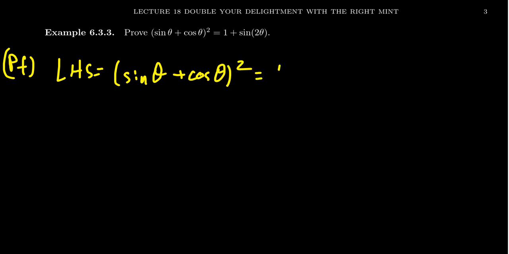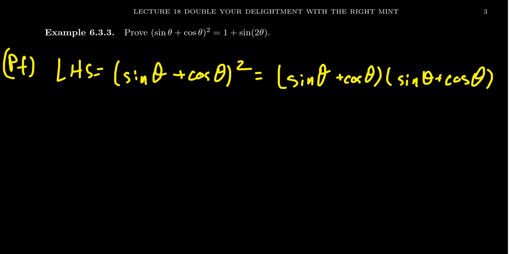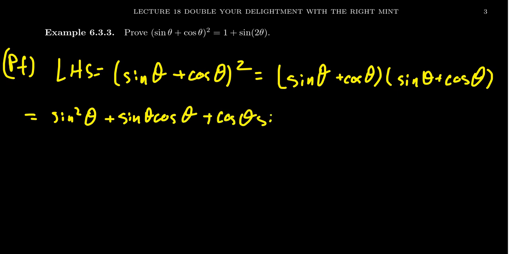So my first idea here is just I'm gonna FOIL out the left hand side, right? Because if it's sine plus cosine squared, this means sine plus cosine times sine plus cosine, like so. And so by the usual FOIL method, you're gonna get sine times sine, which is the sine squared. Then you're gonna get sine times cosine. You're gonna get a cosine times sine. And then finally, you're gonna get a cosine squared, like so.